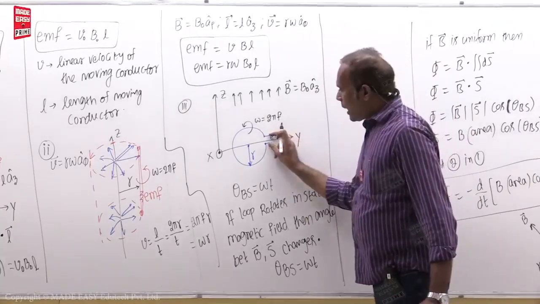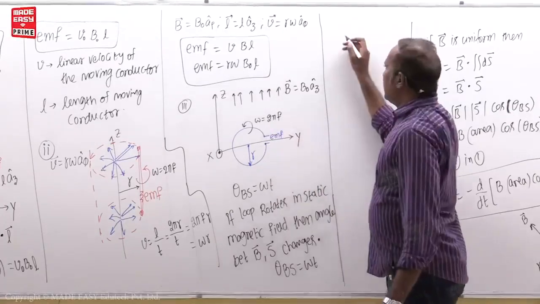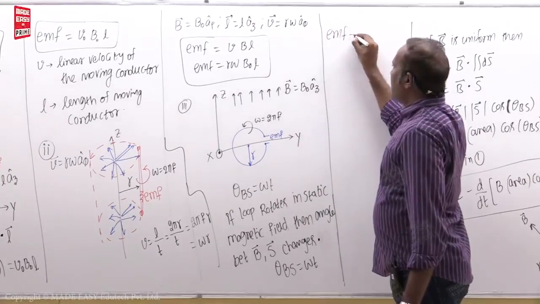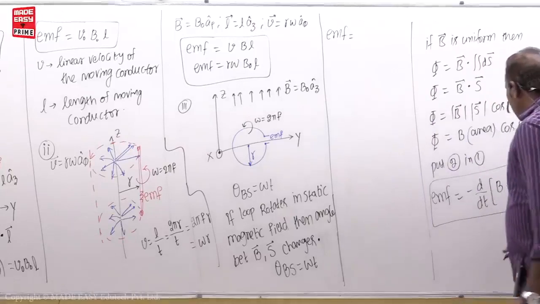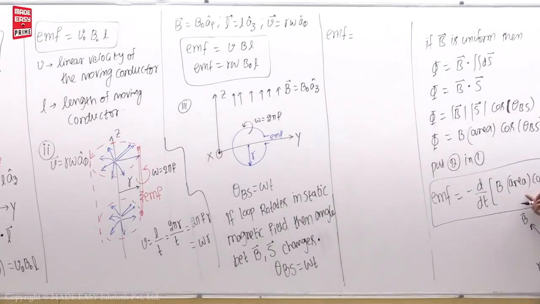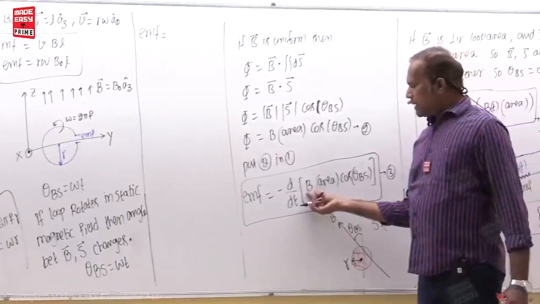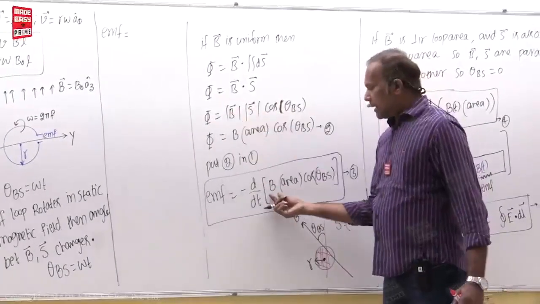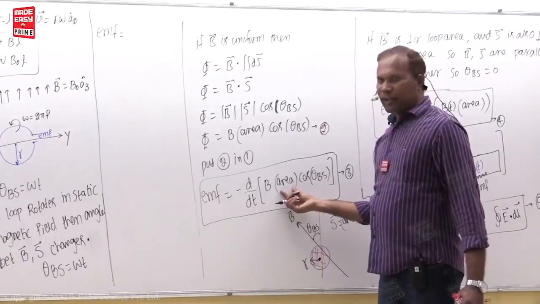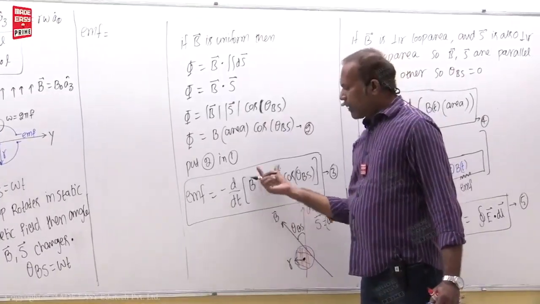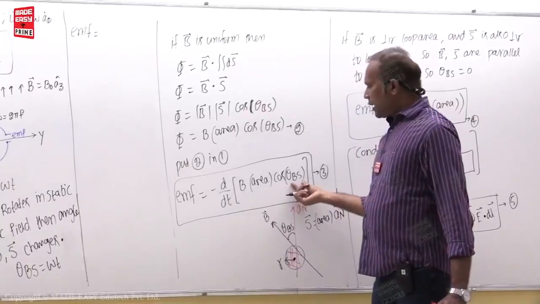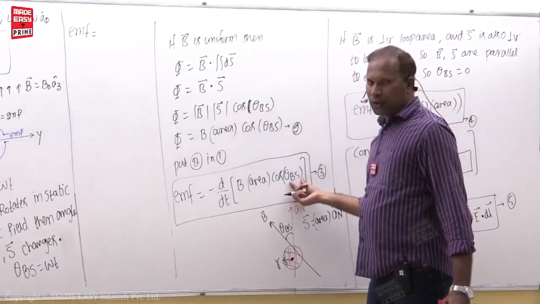Now we need a formula for how much EMF is induced here. This is the formula for that. Here B is there, but it is static. That B is static. And area is also not a function of time. They can come outside. And in place of theta BS, you have to substitute omega t.